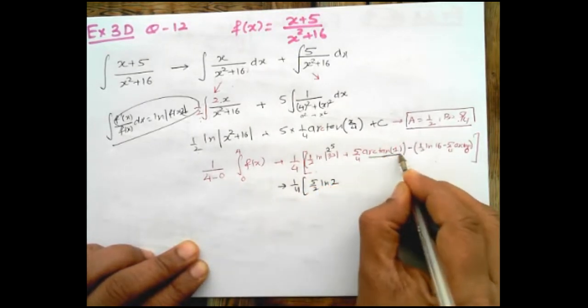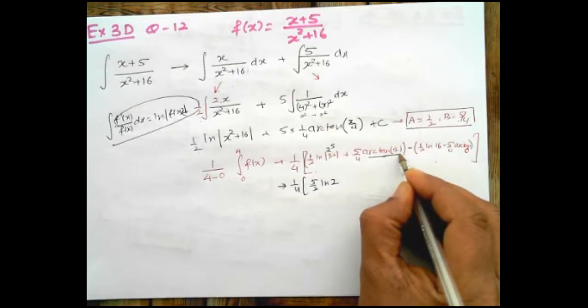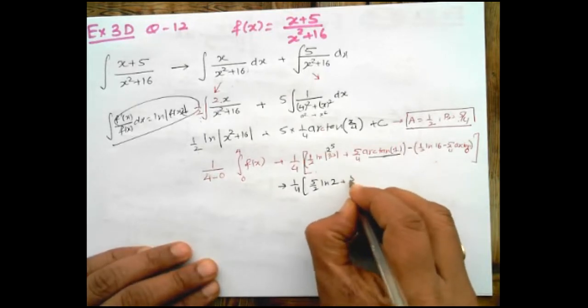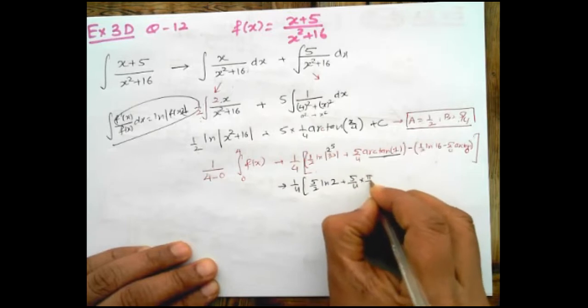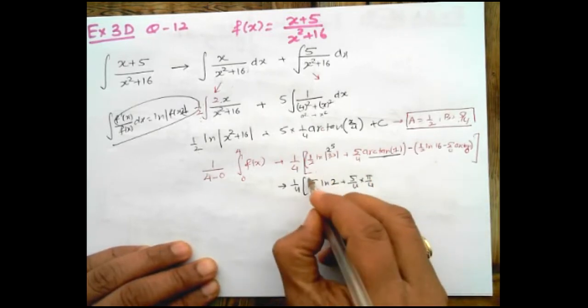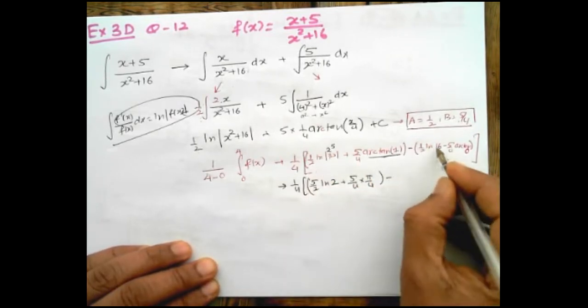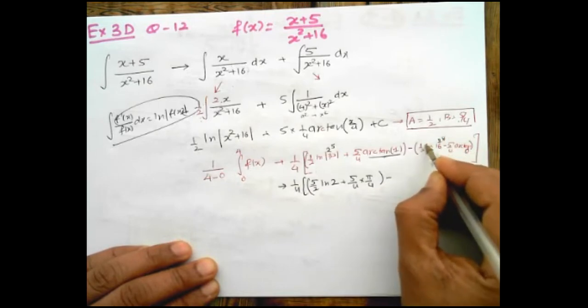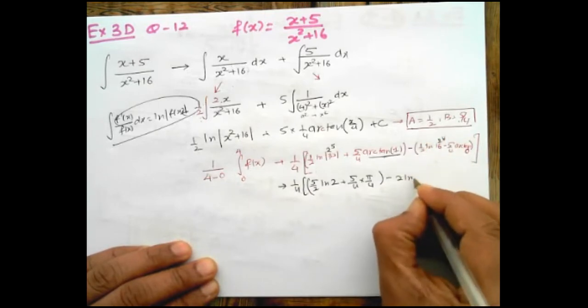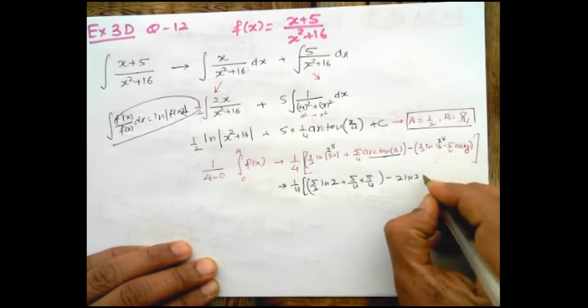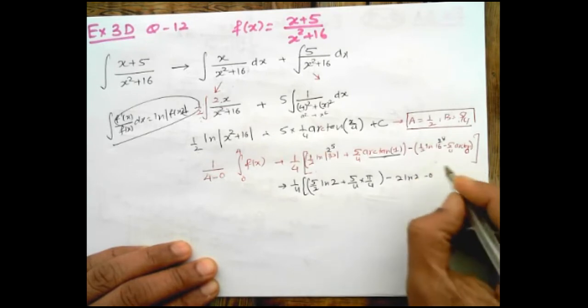Tan arc tan 1 is pi over 4. So this is plus 5 over 4 times pi over 4, right? And take away from it, this will be 2 raised to the power 4, so 4 times half is 2. That gives me 2 ln 2. And arc tan 0 is 0. Thank you very much. So that is 0 there.